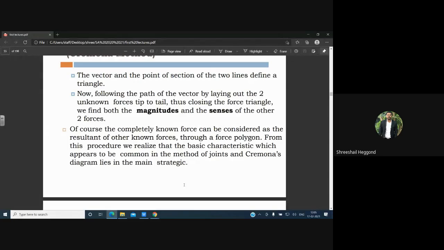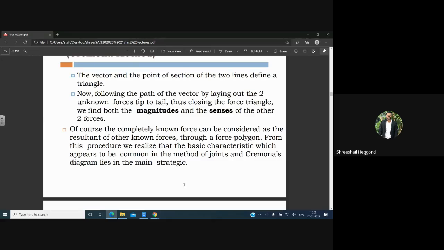Now, following the path of the vectors by laying out the two unknown forces tip to tail, thus closing the force triangle, we find both magnitude as well as the sense of the other two forces, that is, the direction in which the forces will be acting. That can be identified by the triangles, where tip to tail joints will be there for each triangle. There will be no open triangle. The tip and tail will be joined together.